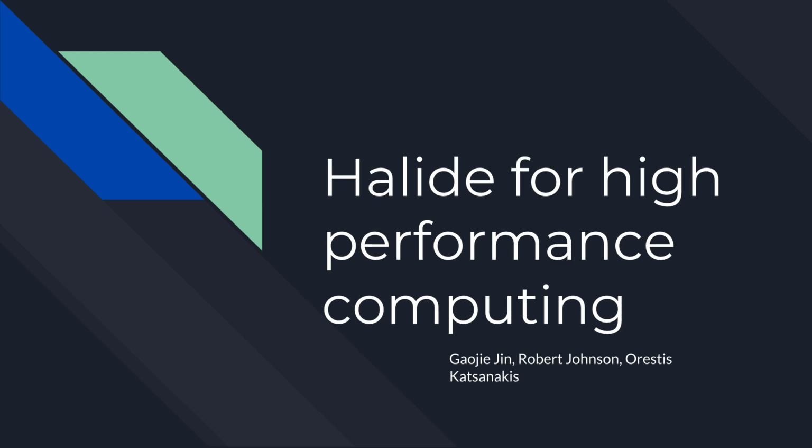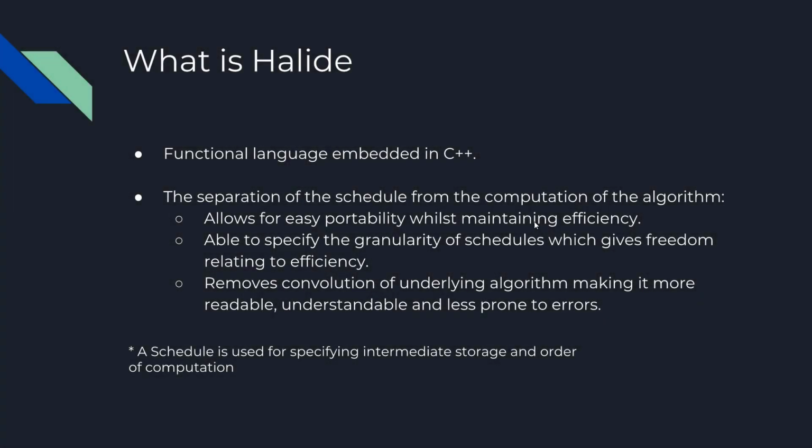Hello, today I'm going to be discussing Halide for high performance computing. So what is Halide? Halide is an open source functional language embedded in C++ and made by MIT in 2012. It allows the separation of the schedule of an algorithm from its computation. Because of this, it allows for easy portability whilst maintaining efficiency.